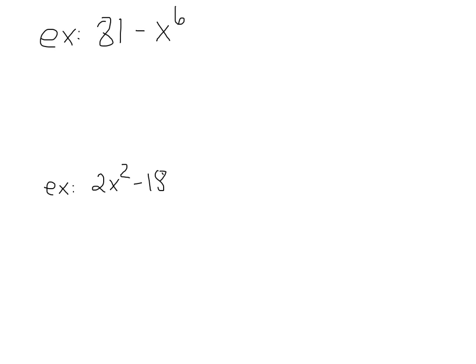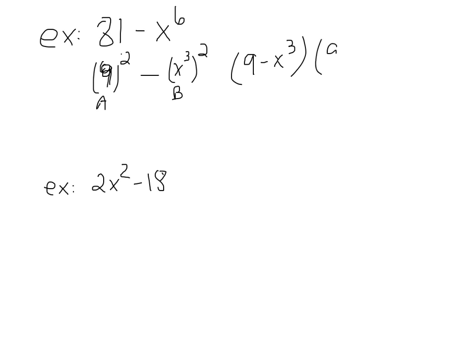In the second example, we see two terms again. First one's positive, second one's negative. The first term is a perfect square. We're squaring 9. Second term is also a perfect square. We're squaring x cubed. If it helps you, feel free to identify what's inside the first parentheses as a and what's inside the second parentheses as b, and the problem will always factor into a minus b times a plus b. The order of these two binomials doesn't matter.